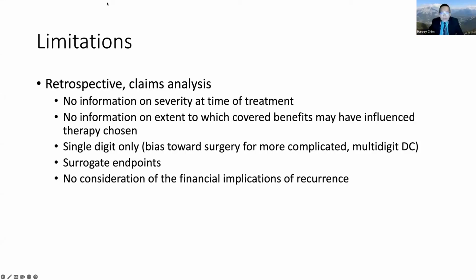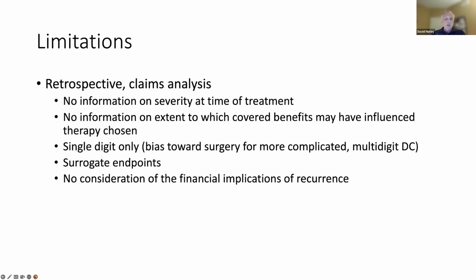Thank you. So limitations, this is a retrospective claims analysis, which has a number of limitations associated with it. We have no information on the severity of the Dupuytren's contracture at the time of treatment, no information on the extent to which covered benefits might have influenced chosen therapy. This was a single-digit only study. There may be a bias towards surgery for more complicated multi-digit Dupuytren's contracture. These were surrogate endpoints for return to function, in particular PTOT, and there was no consideration of the financial implications of recurrence.